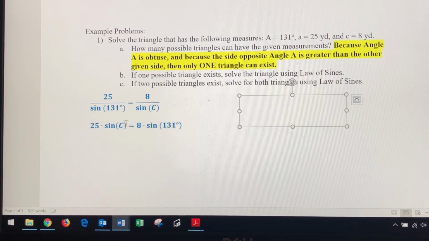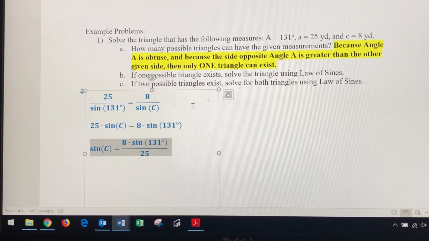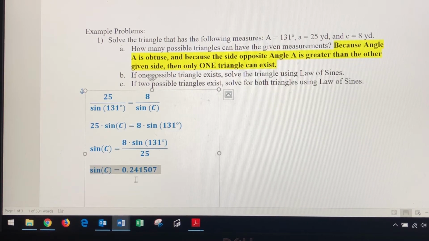Okay, we want to get sine C by itself, so we're going to divide both sides by 25. And now when I'm solving for an angle measure, remember back to right triangle trigonometry and inverse trig functions, we're going to take inverse sine of this ratio. Okay, and this whole ratio here has a value of about 0.241507.